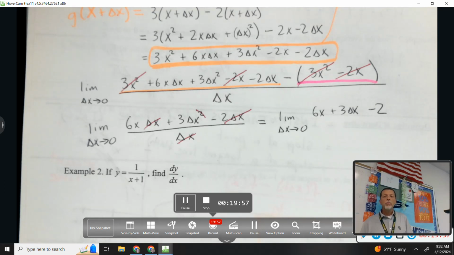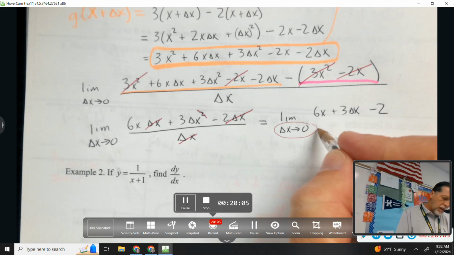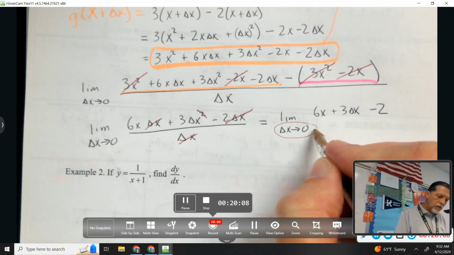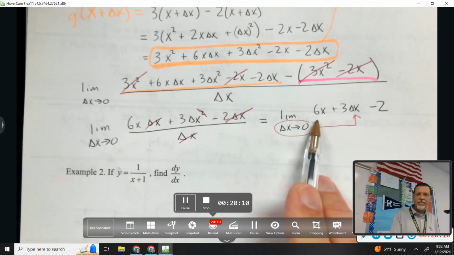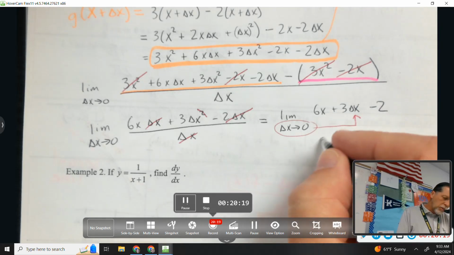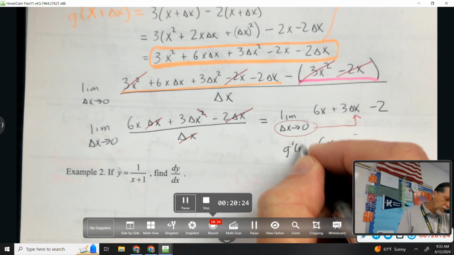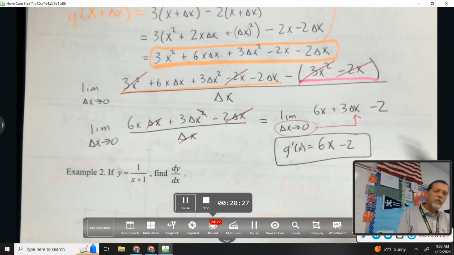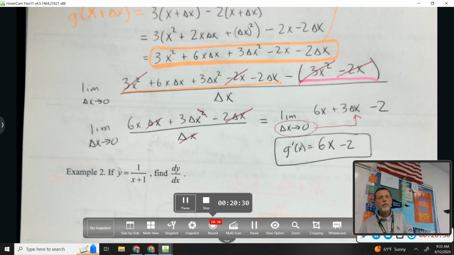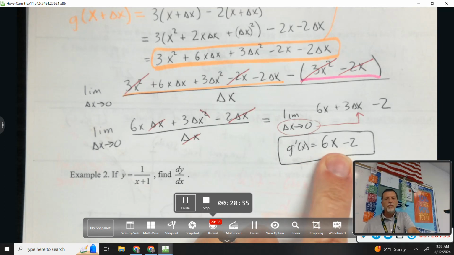Okay, so we took care of the holes, one way to phrase that, by canceling that out. Now we can substitute. Be careful, delta x goes to 0, so we're only going to plug that into delta x, right? There's an x sitting there, but that's not the same thing as delta x. So if I plug that in, then that term goes away, and I get 6x minus 2. And that is my derivative of g. That would tell me the slope at any point along g. I would plug in x and get a number, and that would tell me the slope at that point.